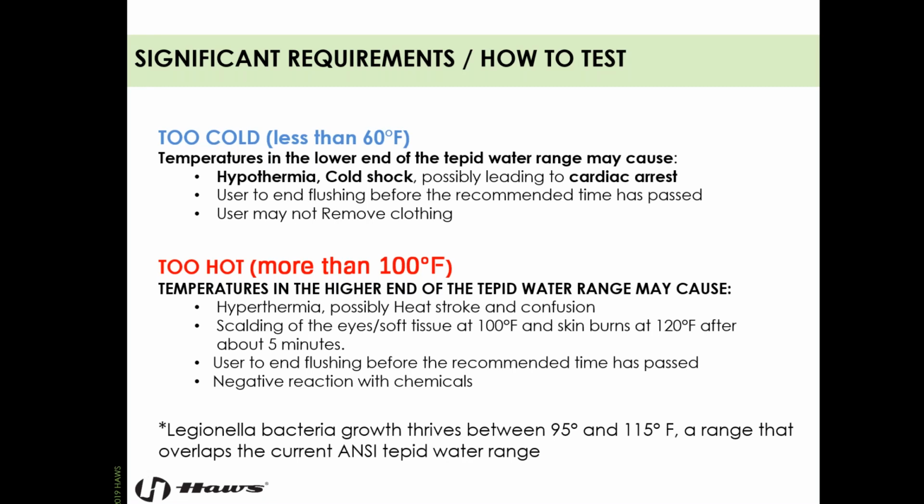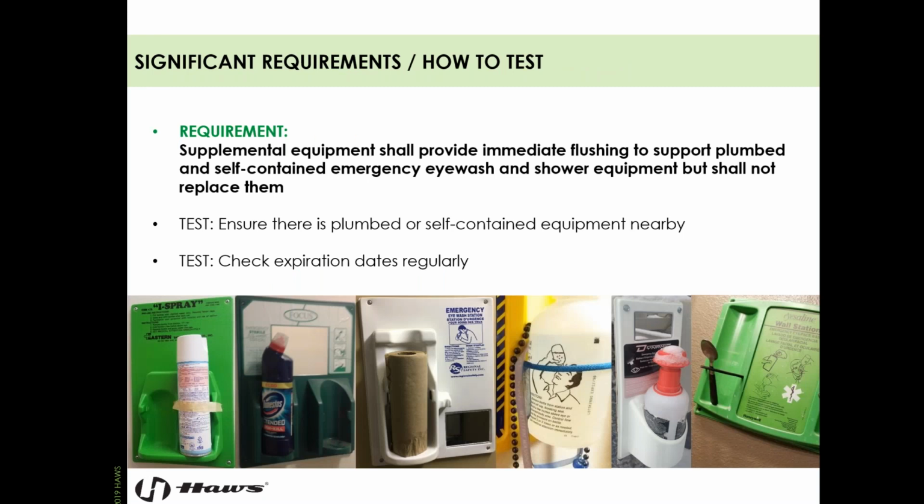Okay. Legionella bacteria also thrives between 95 to 115 degrees Fahrenheit, which is unfortunately a range that overlaps with the ANSI standard. So remember, 85 degrees is about key. That's almost the perfect temperature, and one that we try to educate people to achieve. So be wary of hot water lines, as you may get Legionella growth in there too.